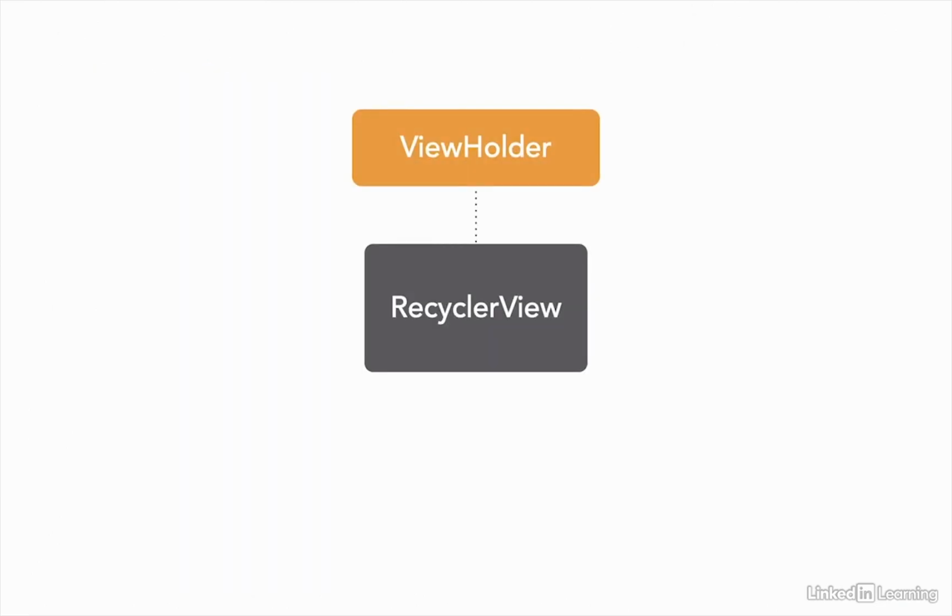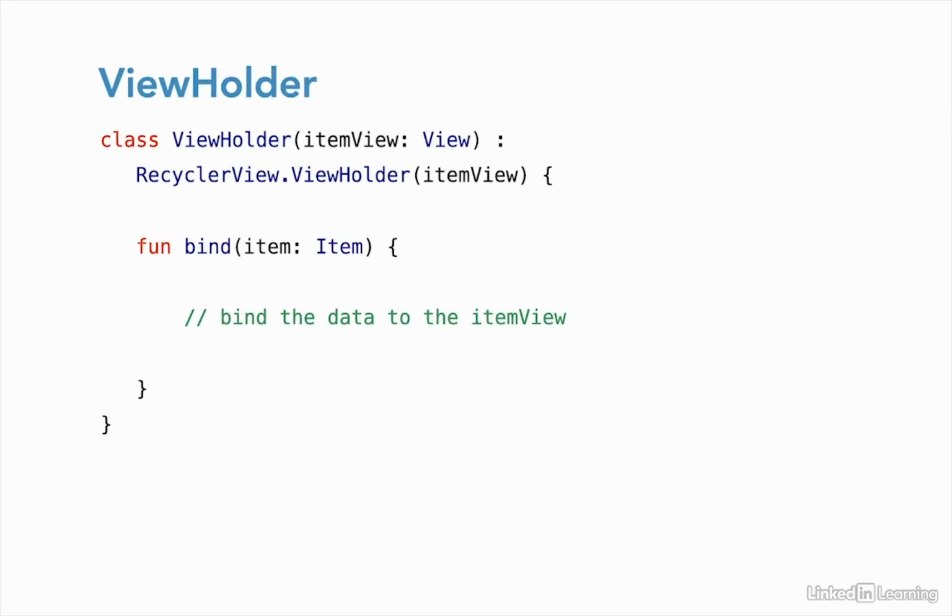Next up is the view holder. Each item in your list is defined by a view holder object. The RecyclerView is responsible for binding the view holder with its data. You define the view holder by extending the RecyclerView.ViewHolder class.